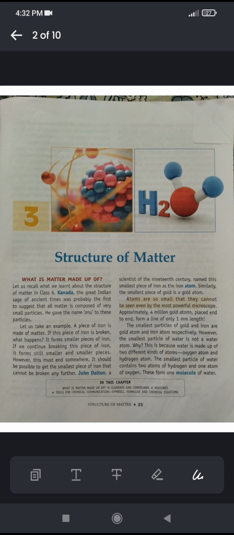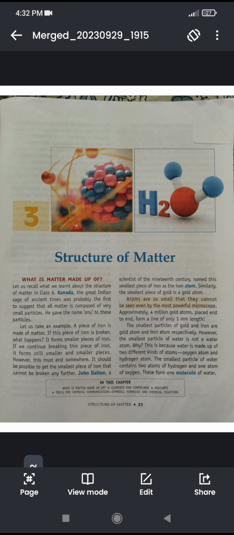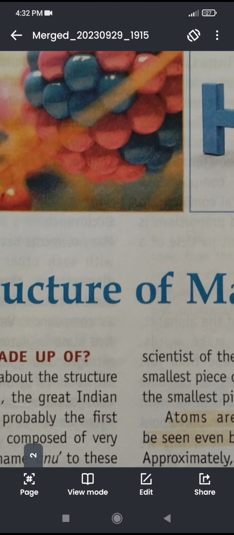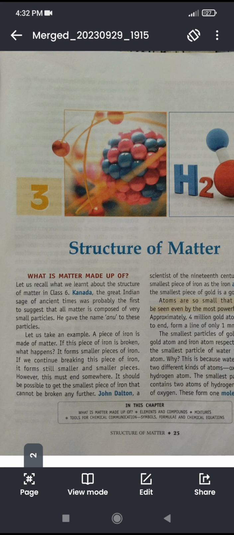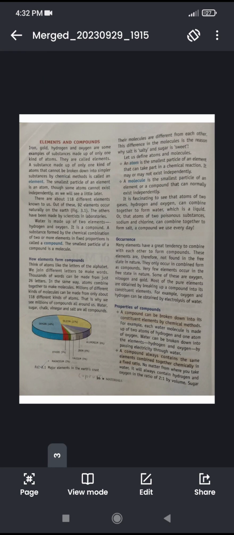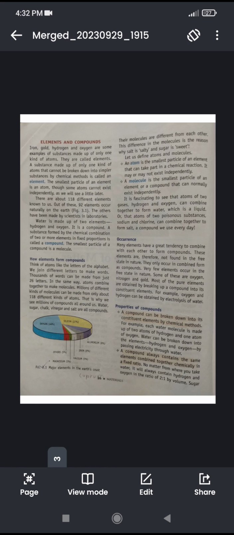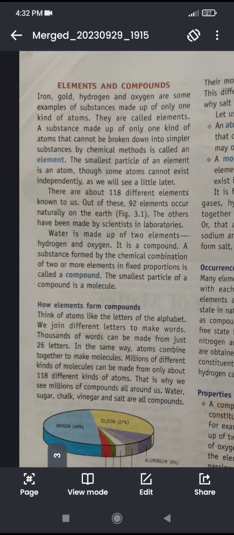Today we are going to talk about Science, Structure of Matter, Chapter 3 for classes 7 to 8. Okay, let's start with it. In the earlier video we got to know about the structure of matter, what matter is made up of, and elements and compounds. If you haven't seen it, please go to my YouTube channel and watch it, then come to this video, because it would be very helpful for you.